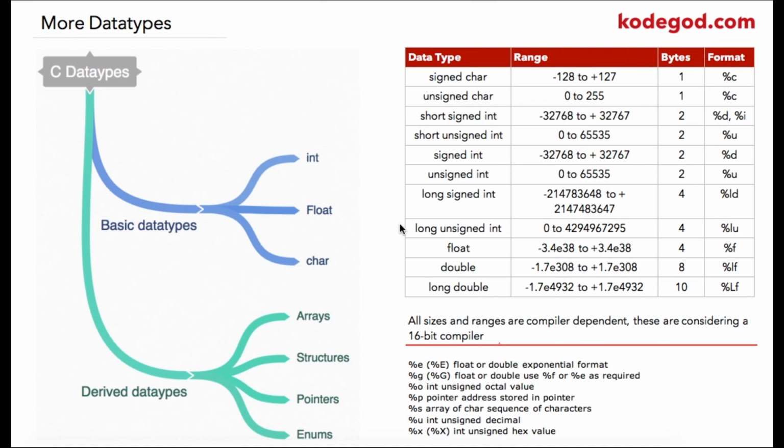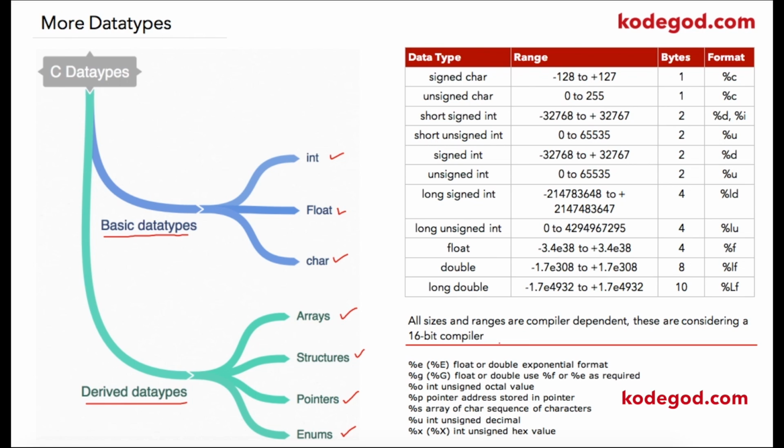inputs. In one of the previous lectures, we have seen data types. In this lecture, we are going to see more data types. In C, there are two types of data types. One is basic data types, in which we have int, float, and char, which we have used in many programs. And the second type is derived data types, that is user defined data types, in which we have used arrays, structures, and pointers already in some of the programs. We have not yet seen enums, and we are going to learn about them in one of the upcoming lectures.